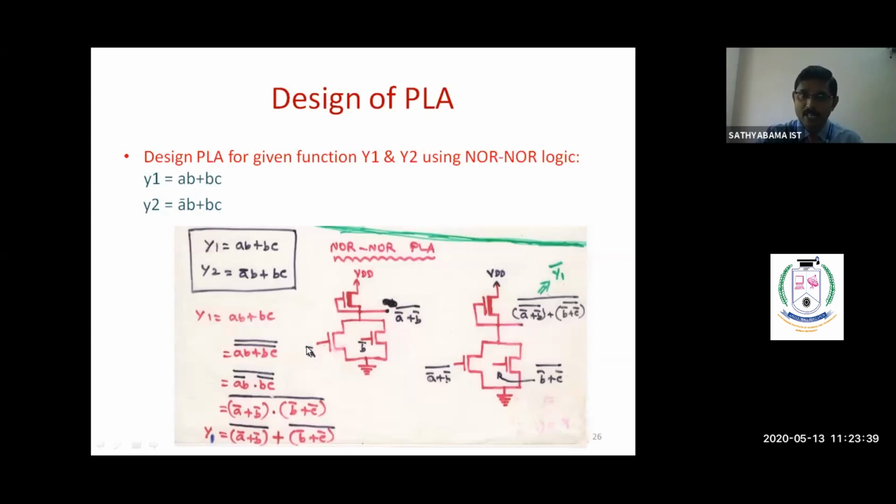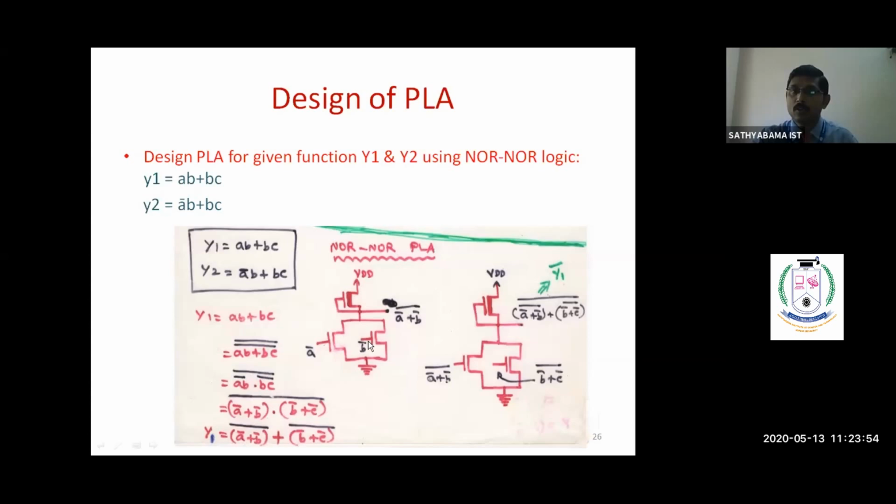Okay, and here we are giving the inputs. The first input is A bar, I am giving here. The second input is B bar, I am giving here. These two transistors are connected in parallel because it is a NOR operation. NOR operation means A bar plus B bar the whole bar. So it is nothing but a NOR operation.